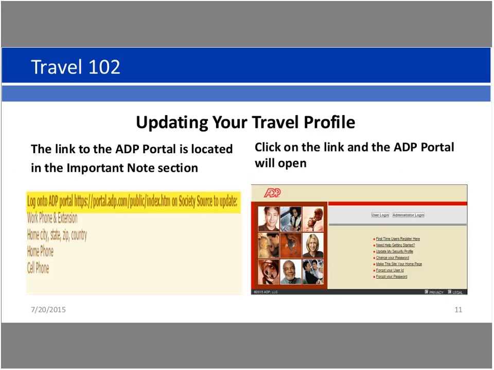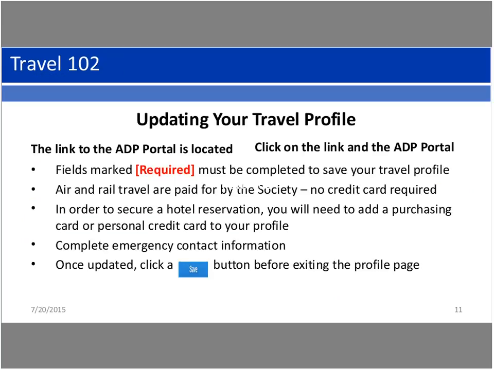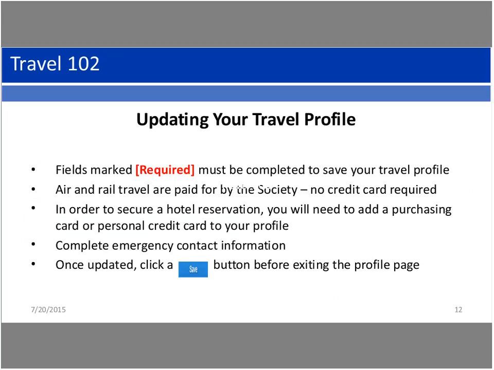And then if you don't do this, that ADP portal synchronization is going to override information that you entered manually. So it takes about 24 hours for these changes to take effect. When updating your travel profile, you must do the following. You must complete all fields marked required.